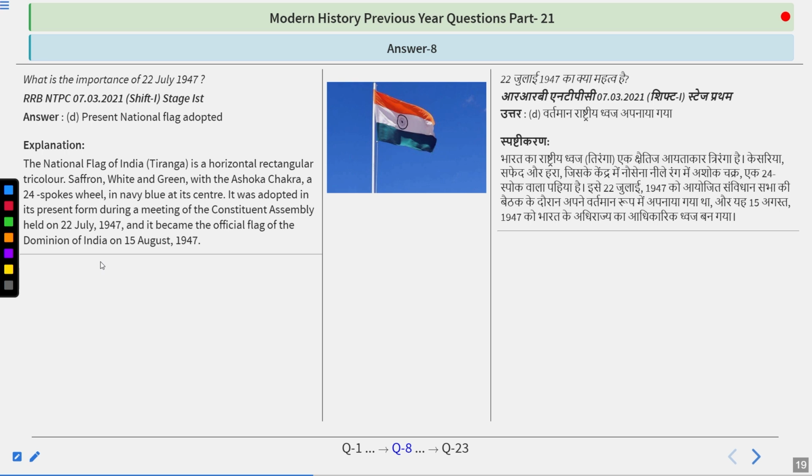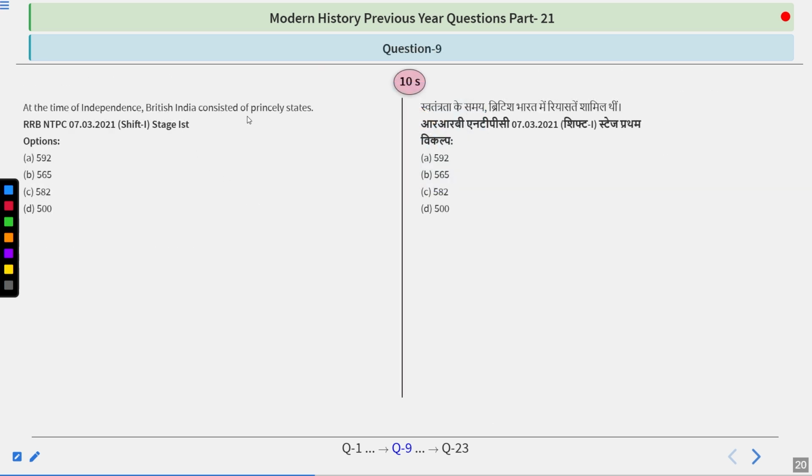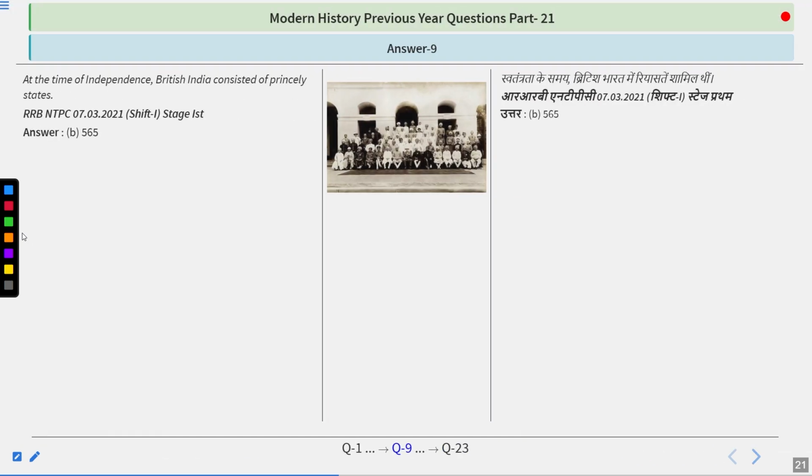At the time of independence, British India consisted of how many princely states? Options are 592, 565, 582, or 500. Try to think about it, guys. And I think that you know the answer of this question because this question is quite an important one. And the answer is 565. So there were a total of 565 princely states at that time in India.